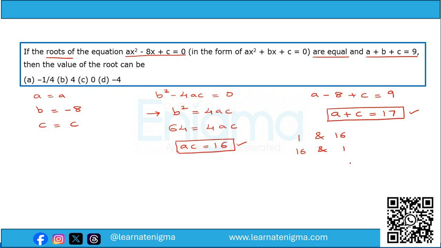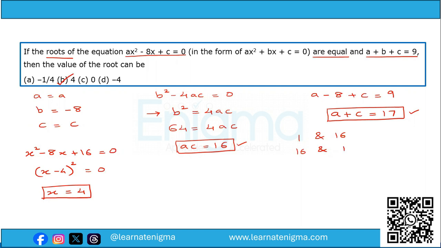So if we substitute a as 1 and c as 16, the quadratic equation becomes x square minus 8x plus 16 is equal to 0. Now this is nothing but x minus 4 whole bracket square is equal to 0. So therefore, we get x is equal to 4. Now we can see from the options that we have x equal to 4, that is the root. So therefore, we can mark option B as the answer.